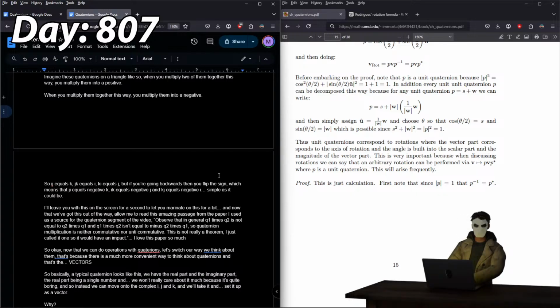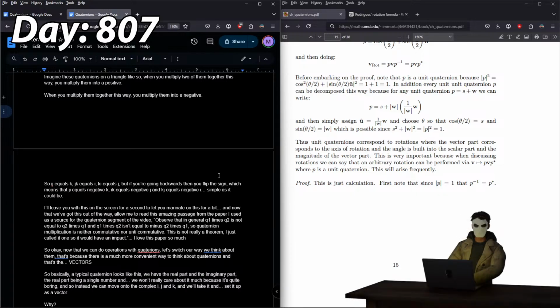I'll leave you with this on screen for a second to let you marinate on this for a bit, and now that we got it out of the way, allow me to read this amazing passage from the paper I used as a source for the quaternion segment of the video. Observe that in general, Q1 times Q2 is not equal to Q2 times Q1, and Q1 times Q2 isn't equal to minus Q2 times Q1. So quaternion multiplication is neither commutative nor anti-commutative. This is not really a theorem, I just called it one so it would leave an impact. I love this paper so much.